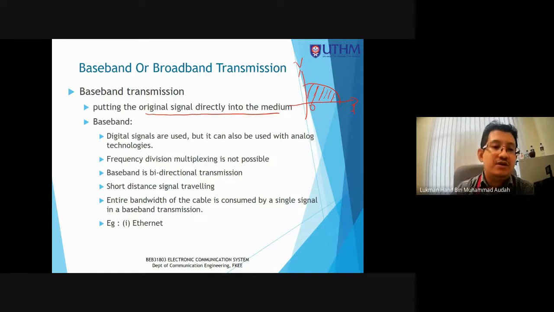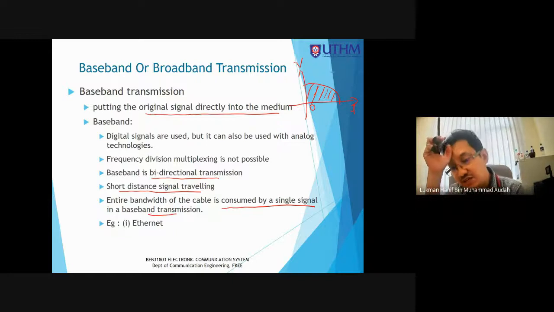Okay, so baseband digital signals are used, but it can also be used with analog technologies. Frequency division multiplexing is not possible. Baseband is bi-directional transmission, short distance signal traveling. Entire bandwidth of the cable is consumed by the signal in a baseband transmission.